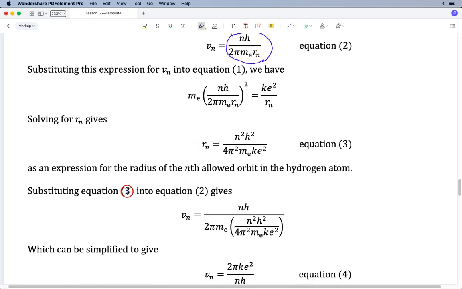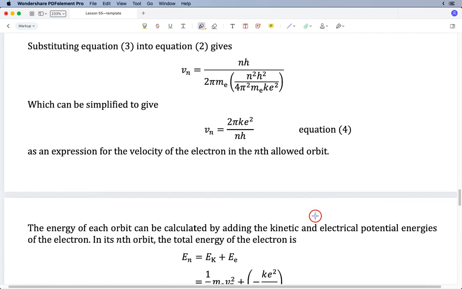And then we can substitute equation 3 into equation 2. So we can substitute what we have for Rn here into equation 2 in order to get this equation. Let's scroll down here. And we can actually simplify this quite a bit because there's some constants that are showing up all over the place here. We can simplify it to get equation 4 here, which gives you the speed of the electron in the nth allowed orbit. So that's another useful equation.